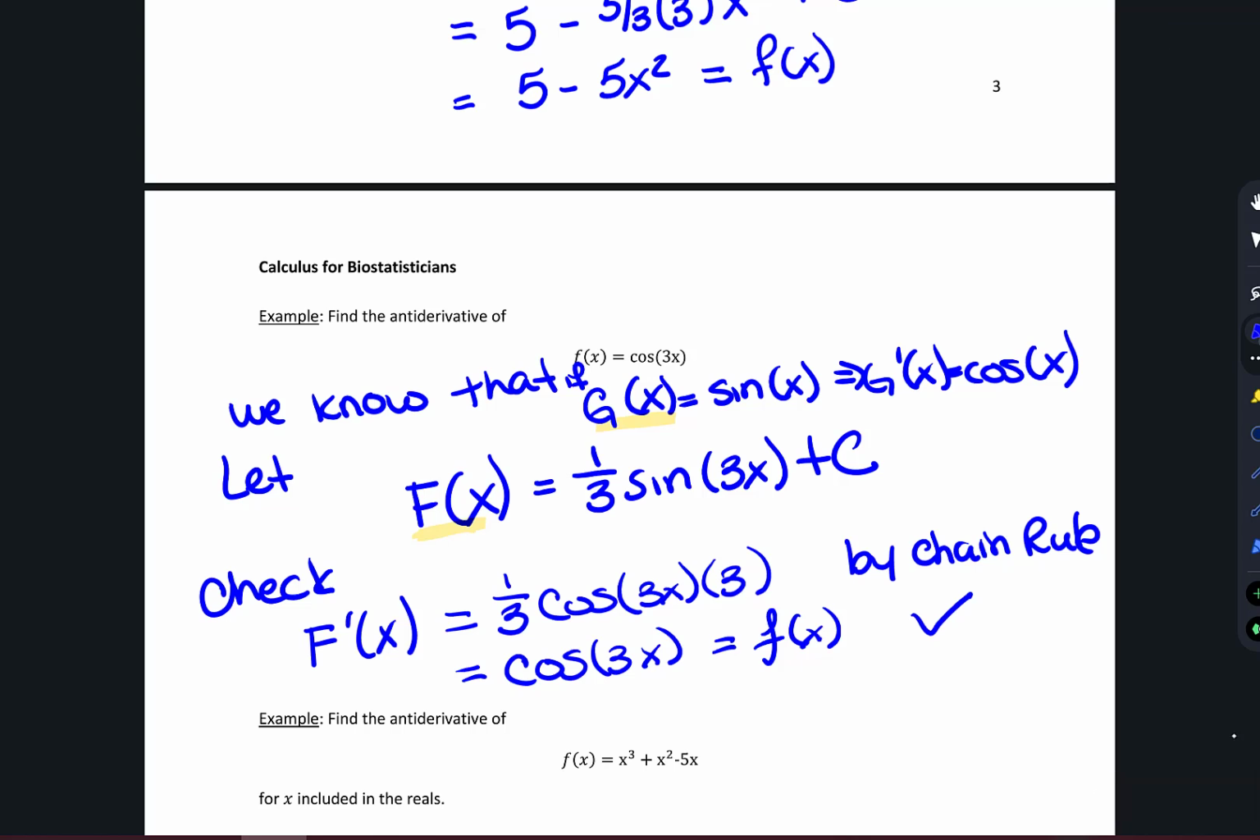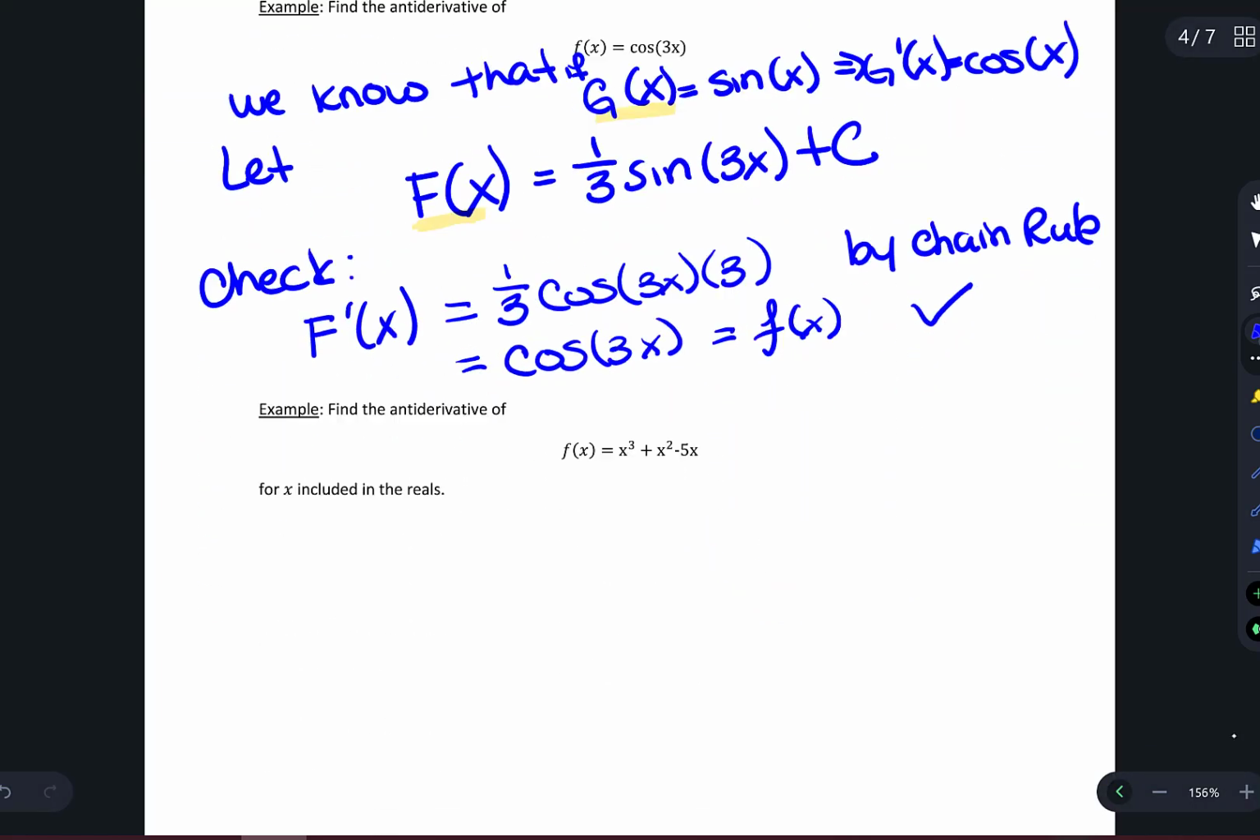Now, I will say your book is not going to require you to do any of the checks. In other words, once you find the antiderivative, take the derivative of it, make sure you have the original function. But while you're getting used to this idea of the antiderivative, I think it's a really good idea to help you build that intuition to always do that check. In other words, take the derivative of the antiderivative and make sure you get back to the original function.